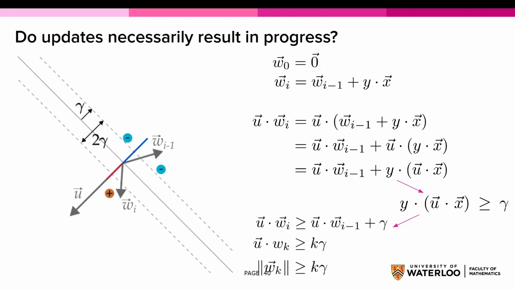So this means that we have a lower bound on the progress we'll have made by update k. It also means that the length of the parameter vector is growing because the norm has to be at least as big as its projection onto any other direction. So at update k, the norm of the parameter vector, that is the magnitude of W, must also be at least k times gamma.